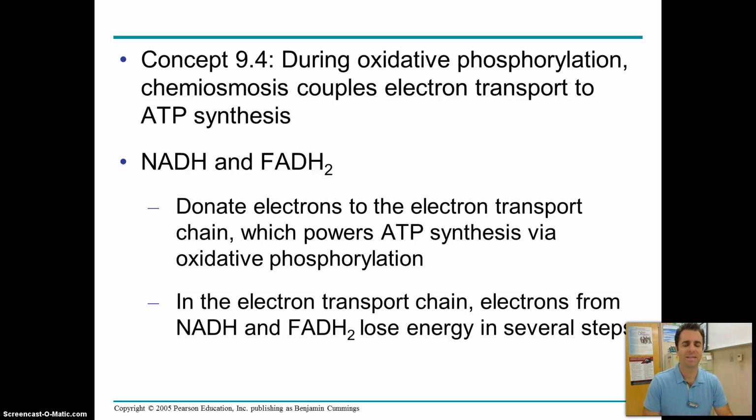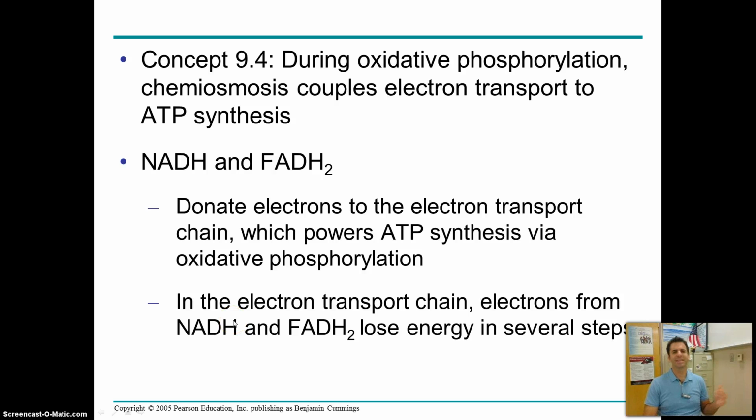Okay, and then we take these electron carriers and we move them through to oxidative phosphorylation. This is still within the mitochondrion, but this is now going to happen on the membrane, the inner membrane of the mitochondrion. Okay, during oxidative phosphorylation, chemiosmosis couples electron transport to ATP synthase. NADH and FADH2 will donate their electrons to the electron transport chain, and it's going to power ATP synthesis through oxidative phosphorylation.